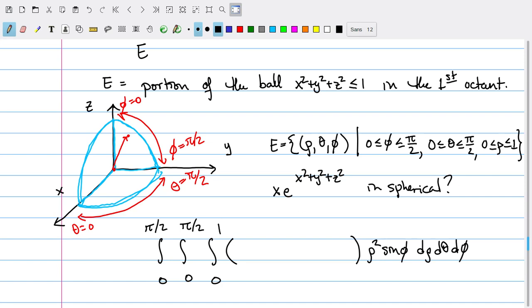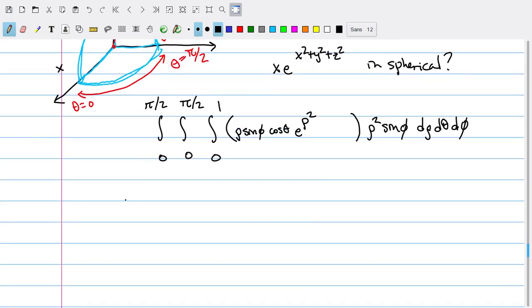Now in spherical, I know that x squared plus y squared plus z squared is very easy. It's just rho squared. And x itself is going to be rho times sine of phi times cosine of theta. So that's our expression for the x term. And e to the x squared plus y squared plus z squared is just e to the rho squared. So this is a nice easy expression for that. So this is the integral that we're trying to do.